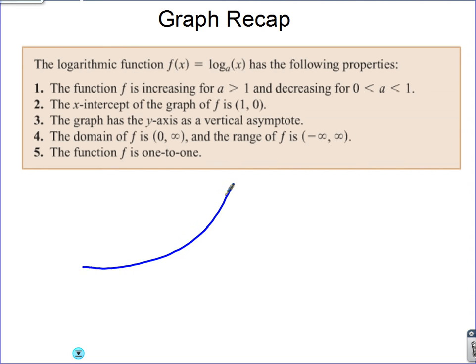Before, for exponential functions, the domain was everything and the range was above 0. Notice that the domain for the new one is above 0, and the range is negative infinity to positive infinity. And the function is still 1 to 1. This was 1 to 1. This was the exponential function. Its inverse will also be 1 to 1.